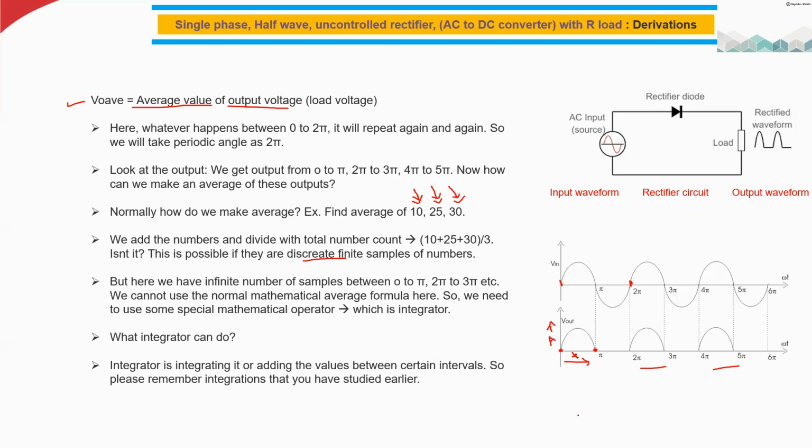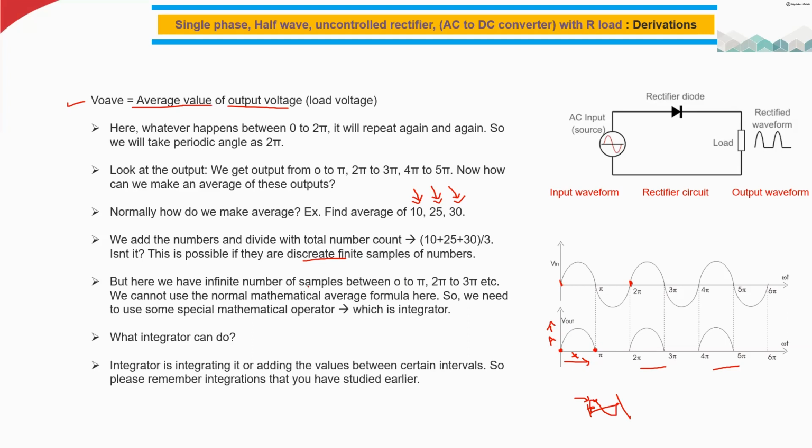The nature of the analog signal is that, even though this AC signal is an analog input, if you take just one small part, we have an infinite number of samples. If you consider even floating numbers, for example 1 volt, 1.01 volt, 1.02, 1.03, then 1.1, 1.11, and so on, it is an infinite number of samples. So we cannot really use the standard mathematical formula to find the average value of this. And you have so many pulses like this. So what should we do then?